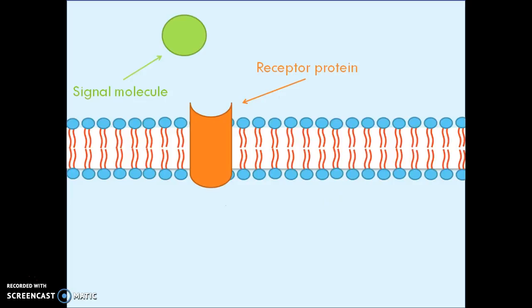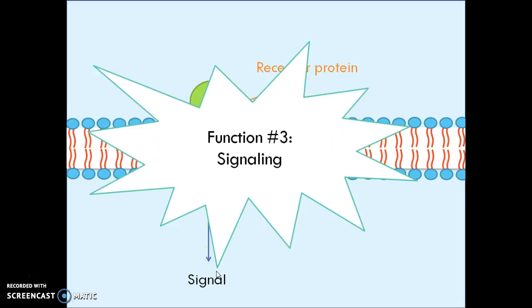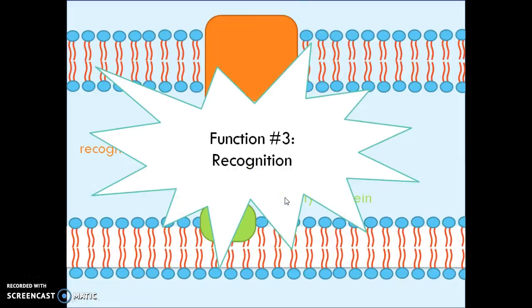Our cell membrane can also function to help with communication. So we can have a signal molecule and the receptor protein here embedded in the membrane, and now the signal is sent into the cell. So really important with cellular communication. We also have cells that can recognize each other. So here's a recognition protein. Here's a glycoprotein. This is a chain of a short carbohydrate, 20 to 25 monosaccharides stuck together, and they have different shapes, and they can actually help the two cells recognize each other.